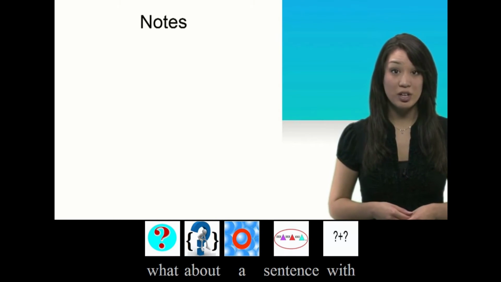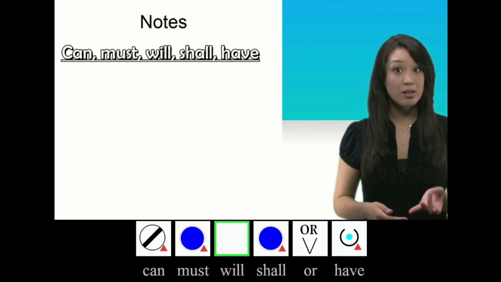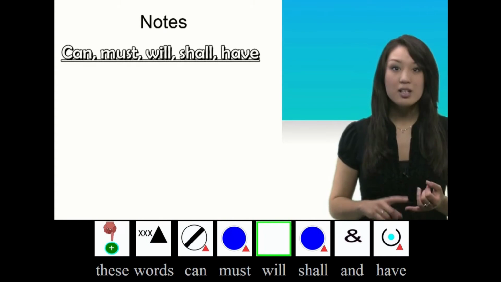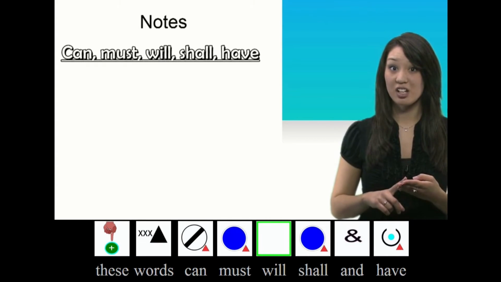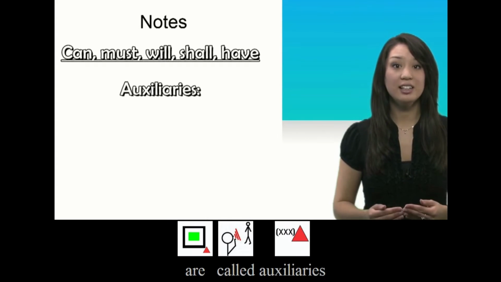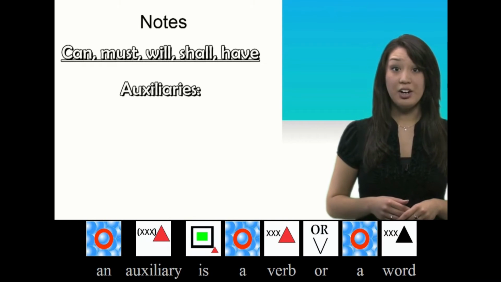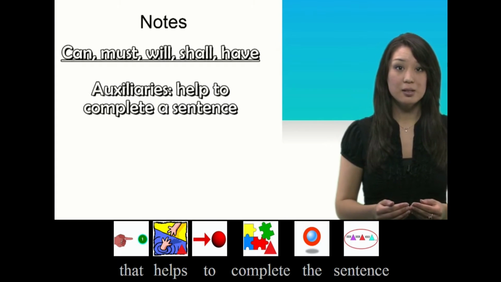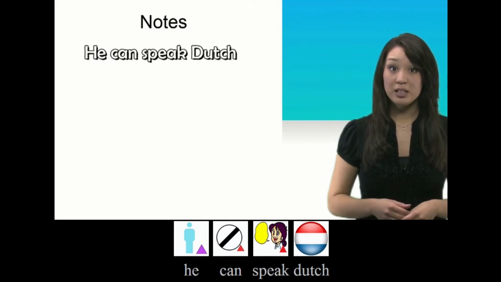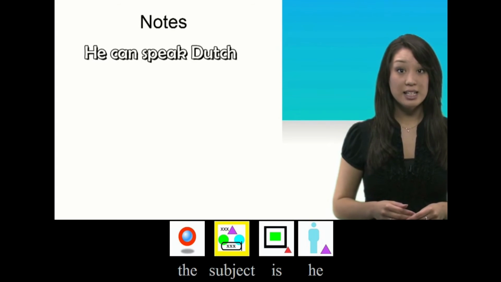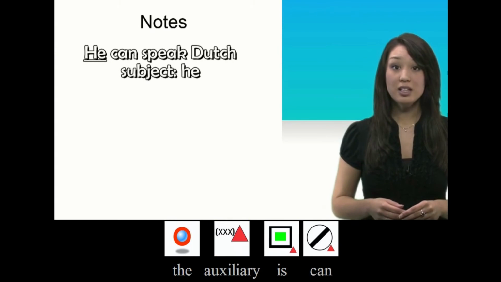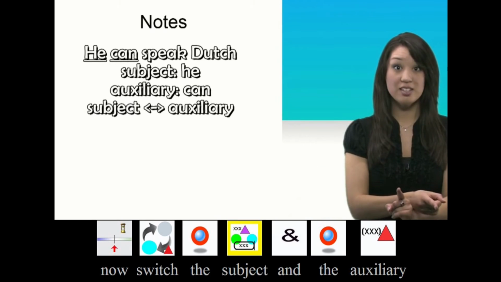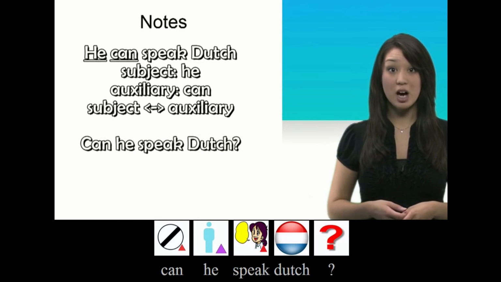What about a sentence with can, must, will, shall, or have? These words, can, must, will, shall, and have, are called auxiliaries. An auxiliary is a verb or a word that helps to complete the sentence. He can speak Dutch. The subject is he. The auxiliary is can. Now, switch the subject and the auxiliary. Can he speak Dutch?